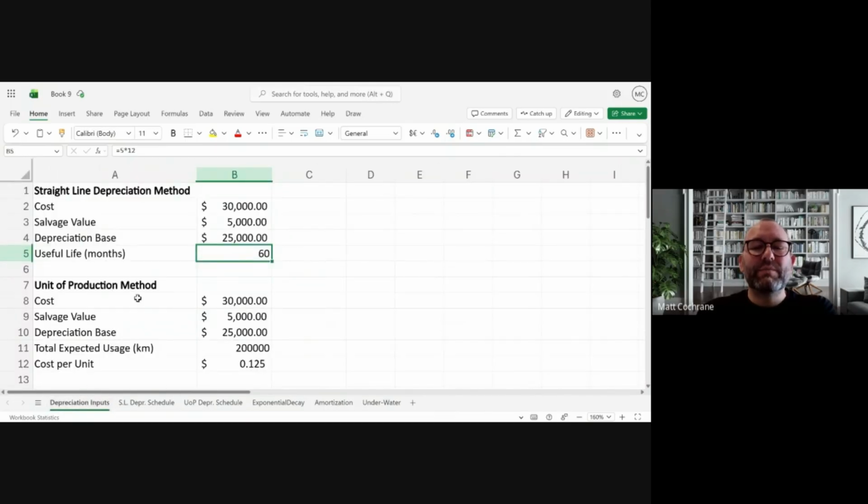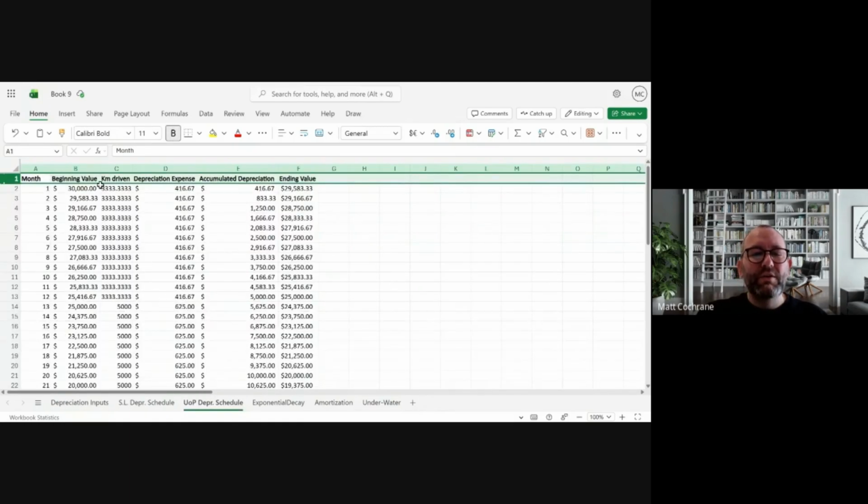We then moved on to units of production. We said, okay, let's not focus on time as the factor that determines the depreciation. Let's look at the actual usage. So we said, okay, the cost is still 30,000, the salvage value is 5,000, the depreciation base is 25,000. Now we have an expected usage life of 200,000 kilometers, and so we have a depreciation rate of 0.125, or 12.5 cents per kilometer driven. We then looked at how many kilometers were driven, and we got our depreciation expense, which changed based on that activity.